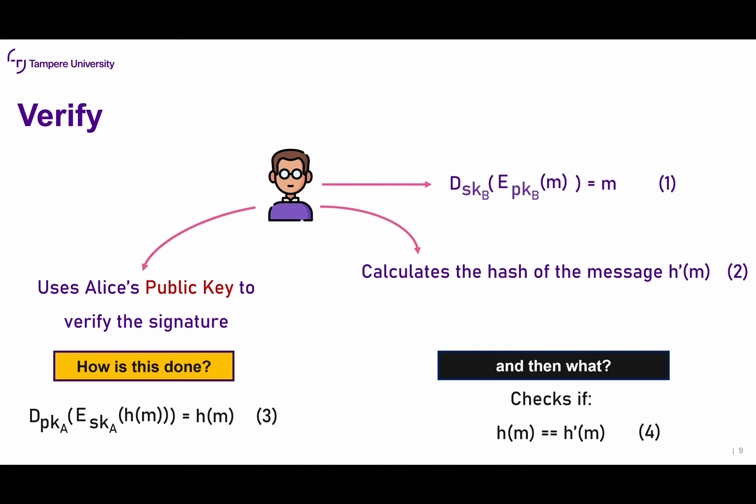If they are equal, the verification algorithm is successful, and it means that the message, first of all, was indeed sent by Alice. We verified that because we used Alice's public key, which means this message was signed by Alice, because no one else has access to Alice's secret key. And apart from that, no one altered the message in transit, because the two hashes are equal.